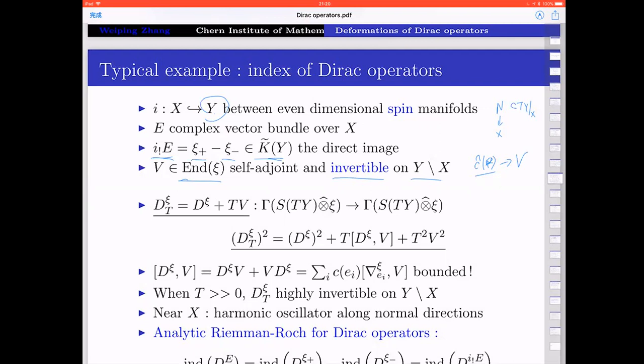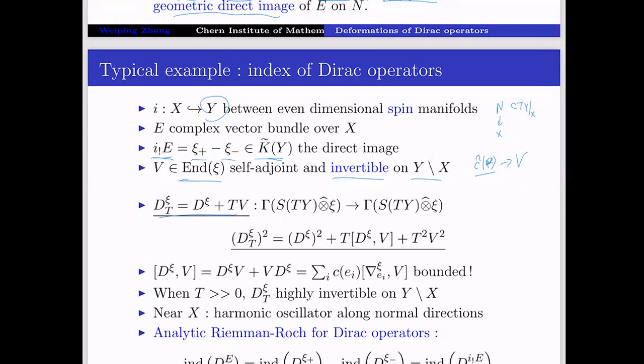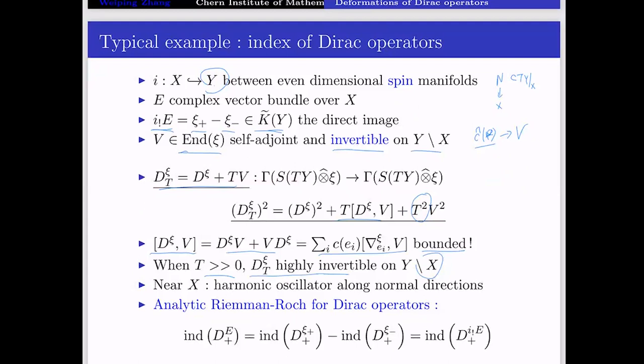Then one can do again this deformation D_T equals D plus T V. We take the square, D square, plus the bracket of D and V times T, plus T square. And the important point, just like in Witten's proof of the Hopf formula, is that this middle term is a bounded term. So outside X, again, we can use T square to dominate the T term. That means when T is large, D_T is highly invertible outside X. So if you want to study the index problem of D_T psi, you localize to near X, and near X we get the harmonic oscillator along the normal directions.